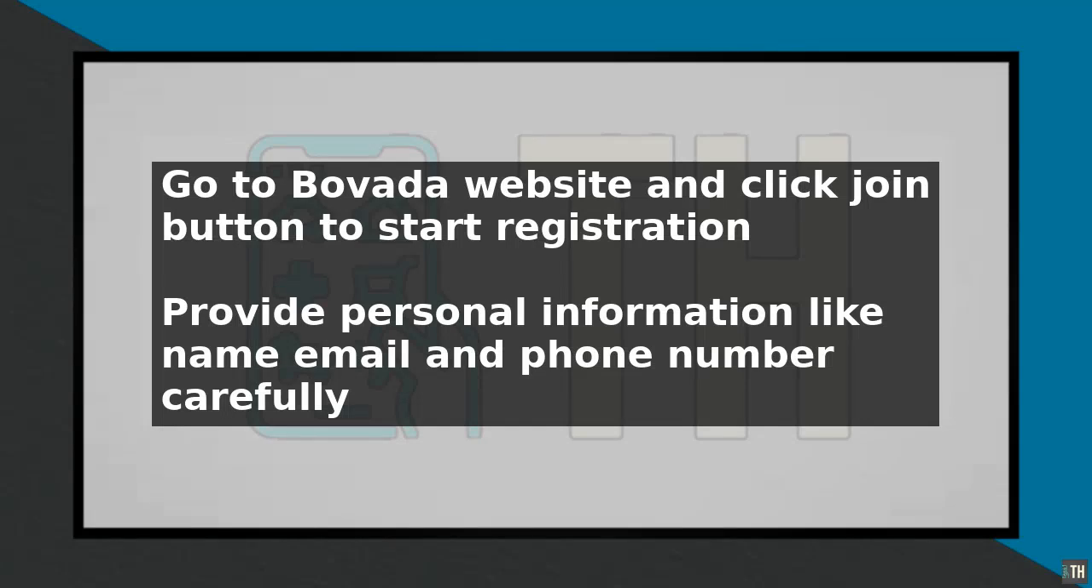To make a Bovada account, start by going to the Bovada website and clicking on the Join button. This will take you to a registration page where you will need to provide some personal information, such as your name, email address, and phone number. Fill out the form carefully and make sure to use a valid email address and phone number, as these will be used to verify your account.